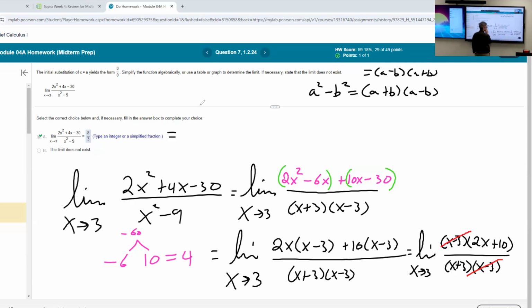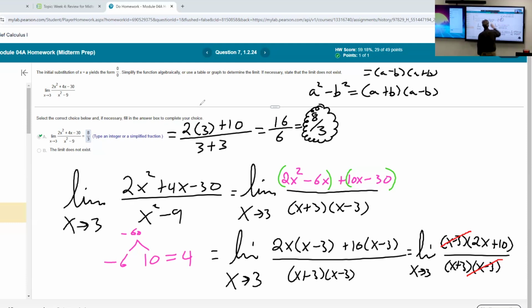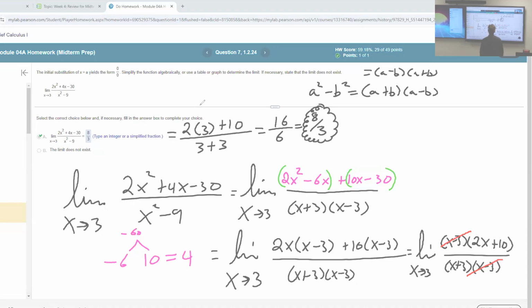And what does that mean? It means we have 2 times 3 plus 10 over 3 plus 3. And there it is. Okay, so that's AC method. To do that, you multiply the first coefficient times the last, and you can get it. Otherwise, you can use the quadratic formula.